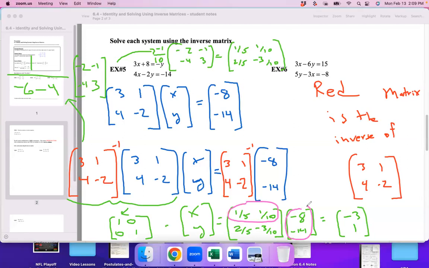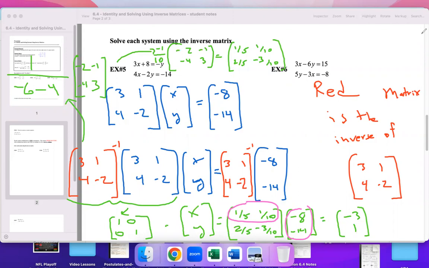So if you have a programming calculator that solves systems of equations, it actually does this. This is what it's doing. It has matrices built into it. No, because you have to understand the process. Okay.